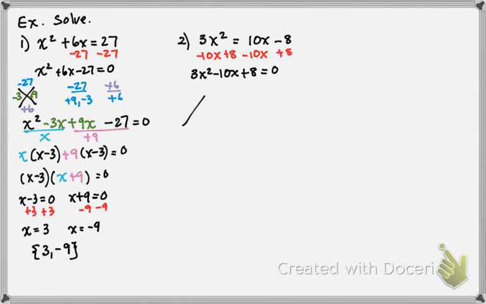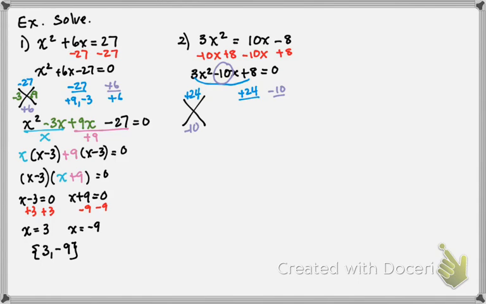So I'm going to go ahead and play the game. I'm looking for factors. This time the product is going to be a positive 24, and the sum is going to be a negative 10. I'm going to think of factors of positive 24 that add up to give me negative 10. To get a positive 24, my signs have to be the same, and in order to get a negative sum, they both have to be negative.